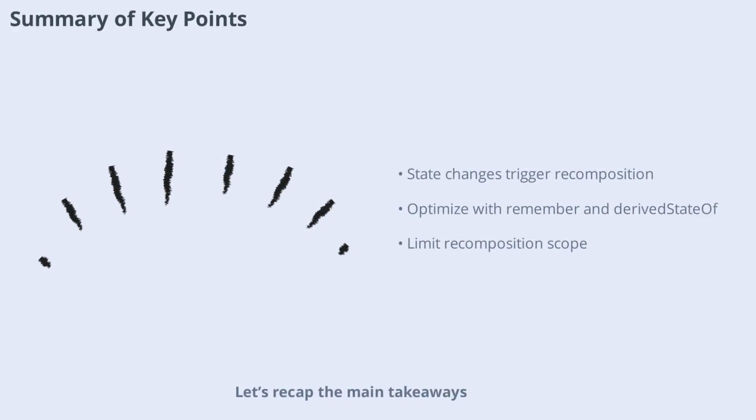Let's recap the main takeaways. State changes in composable functions trigger recomposition. Using remember and derivedStateOf wisely helps optimize recomposition by caching values and creating dependent states. Limiting the scope of recomposition by breaking complex UIs into smaller composables gives you more control. Testing and debugging with tools like Layout Inspector ensures your UI updates efficiently. By mastering these techniques, you'll build UIs that are both efficient and responsive.